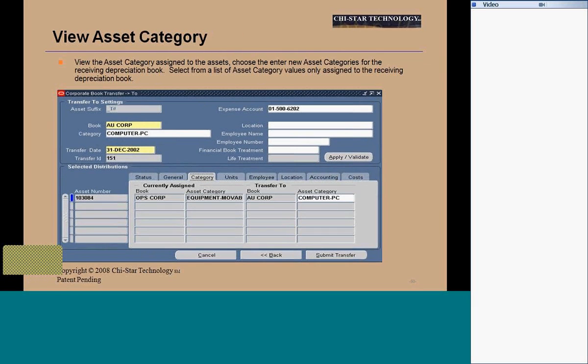The asset category is going to identify what it is currently in the current set of books and what it is going to be known as in the transfer to set of books. Again, it's the same equipment movable category that it's currently in. It's also linked to the Australian corporate book. I would just leave the category up here blank, and this would just be set to the same value.